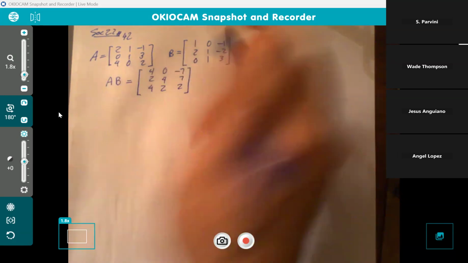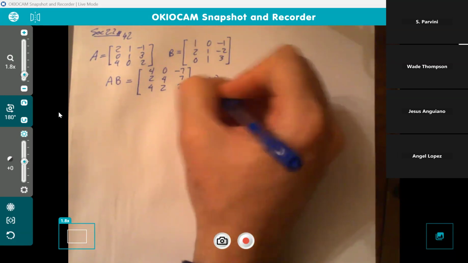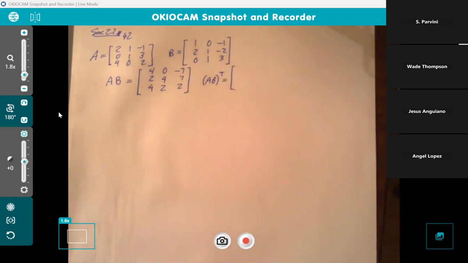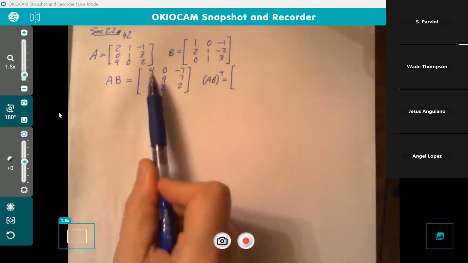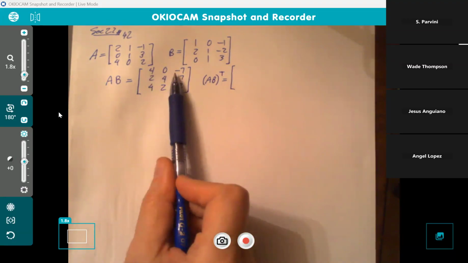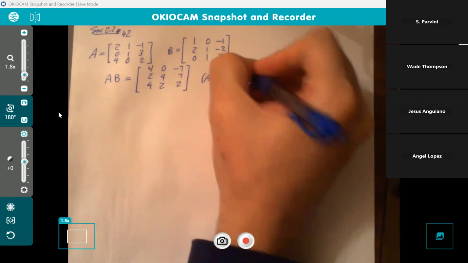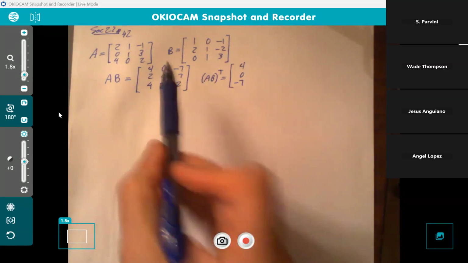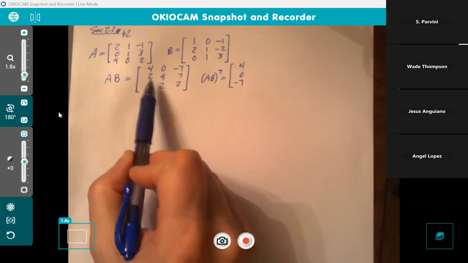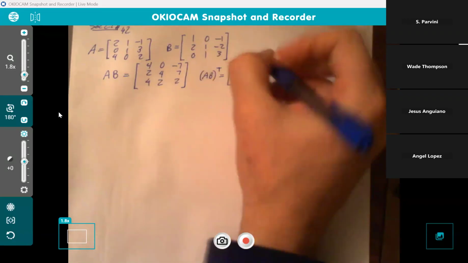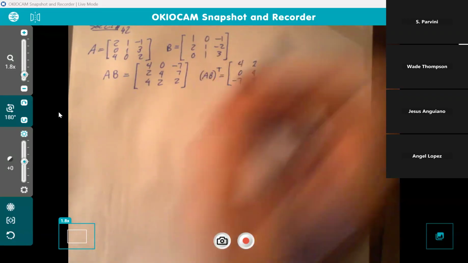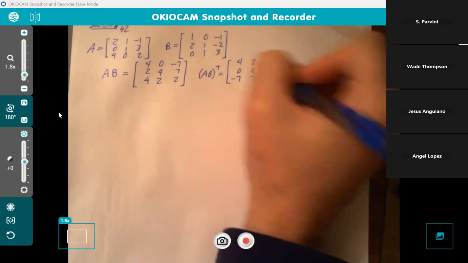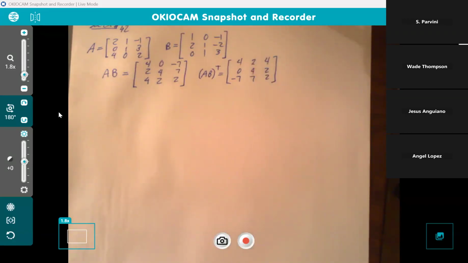Now, what will the transpose of this be? Remember, the transpose is when you turn the rows into columns, right? First row becomes first column. So we're just going to write 4, 0, negative 7. Correct? Yes. The second row becomes second column. So that's going to be 2, 4, 7. And the third row becomes third column, 4, 2, 2. Okay, so that's AB transpose.